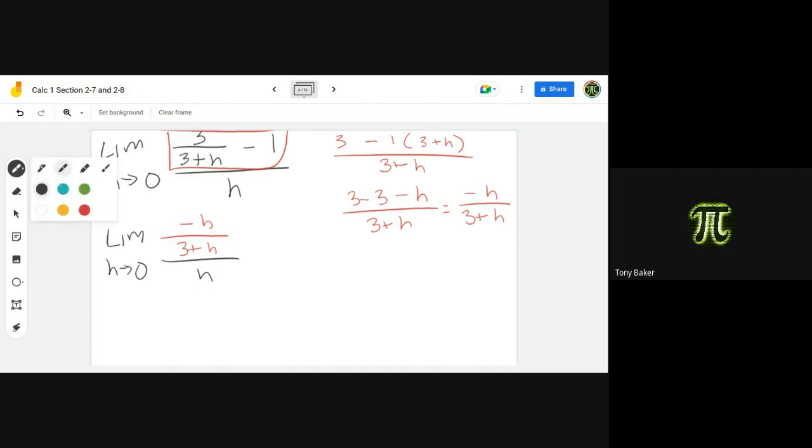I can put this as h over 1. We want to have it as a fraction over a fraction. So how do I do division of fractions? Yep, multiply by a reciprocal. So I have negative h over 3 plus h times 1 over h. So I can cancel out the h's, and I end up getting negative 1 over 3 plus h.